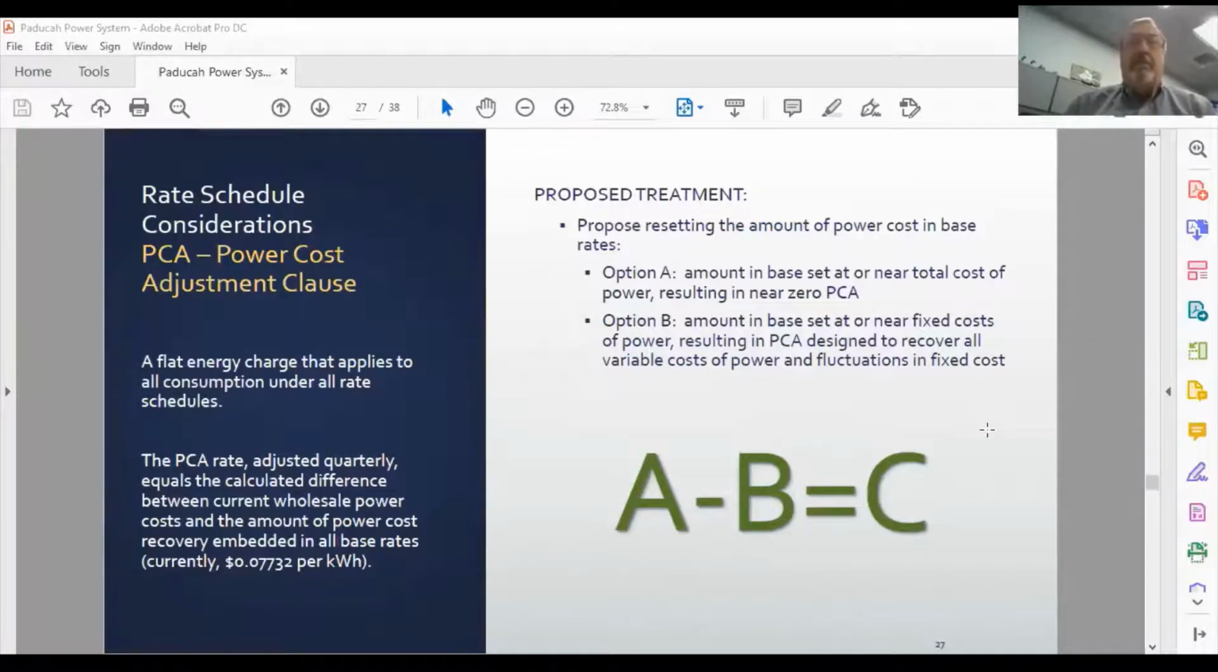But I don't recommend that, because the fixed costs are allocated differently than the variable costs, and the power cost adjustment clause is a billing mechanism that is pure variable. So we want to include at least the fixed costs in the base. So option B actually would be that the fixed cost is included in base, and then the PCA would tend to recover all of the variable costs and just the changes between the amount of fixed costs in base and actual fixed costs. Option A is take all of the power costs and put them into the base, and you basically start out with a 0 PCA, and so you go from there.